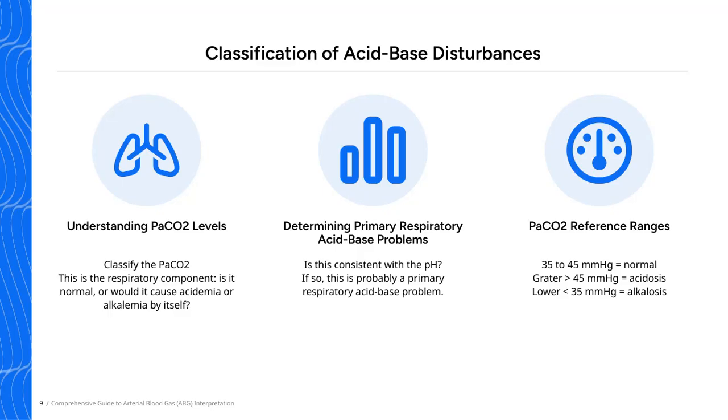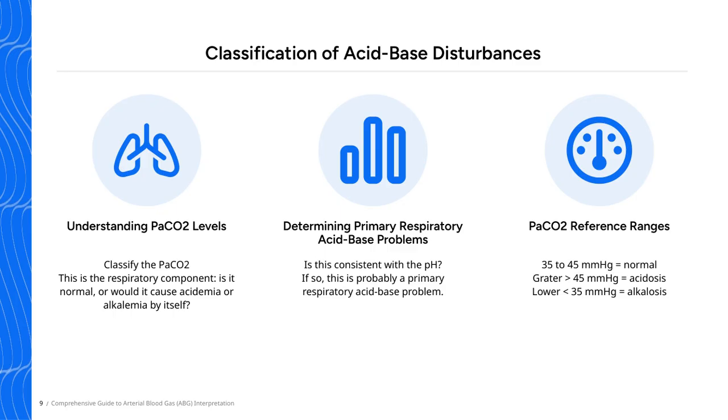Let's take a closer look at the PaCO2 levels and what they tell us about acid-base status. Normal PaCO2 ranges from 35 to 45 mmHg. When the level is above 45 mmHg, it indicates acidosis, meaning there's too much carbon dioxide in the blood. Conversely, if it's below 35 mmHg, that suggests alkalosis, which means there's too little carbon dioxide.